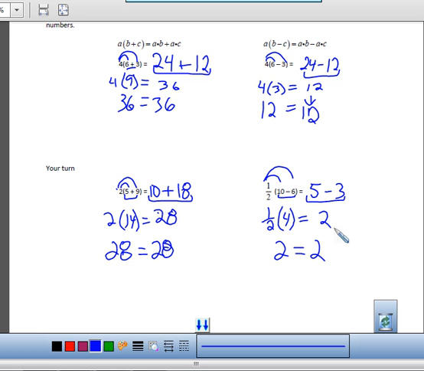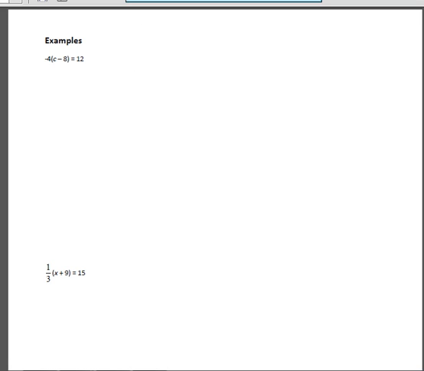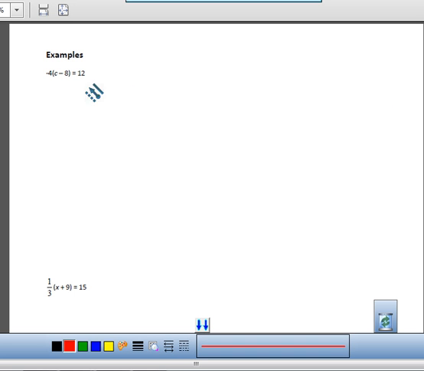Alright, so now let's apply the distributive property to solving equations. So let's take a look at page 12, the next page. Alright, so we have our first example. I'm going to draw a line down through here. Now there's actually 2 ways you can do this. You can either distribute the negative 4, or you can divide both sides by negative 4. Sometimes it's easier to divide, but I'm going to show it doing the distributive property because that's what this lesson is all about.